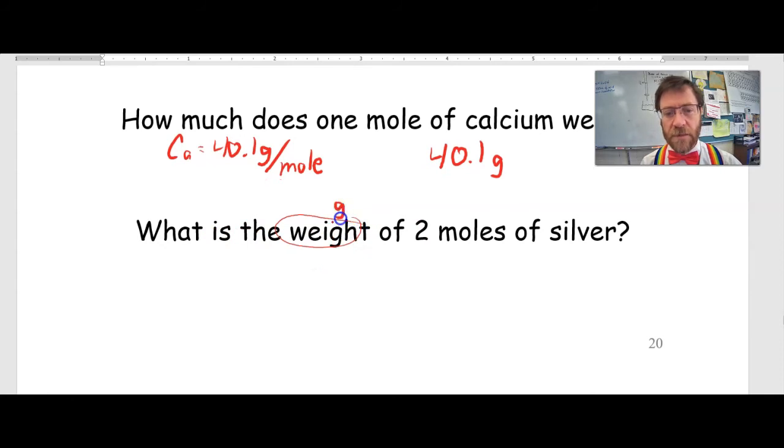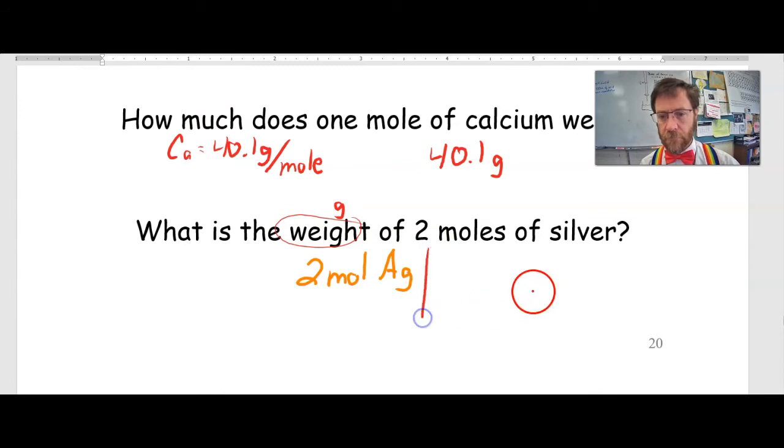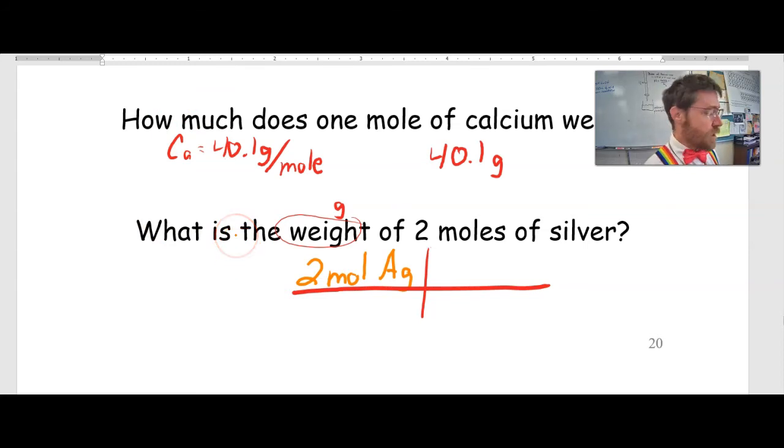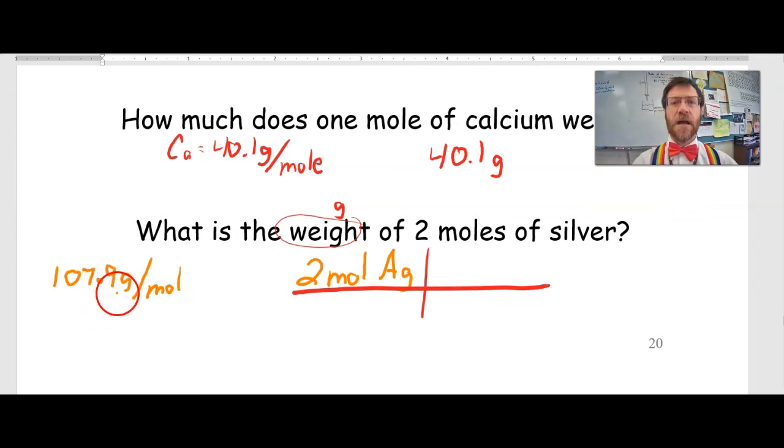How about, what is the weight, the weight is always going to be grams, of 2 moles of silver. All right. So for this one, I'm going to need to use my brain here for mathy stuff because we're going to start with 2 moles of silver, and I'm going to put that into my lines of paint right there, and I'm going to need my equality here. So I'm going to come up to here, and silver is 107.9 grams per mole. There, I automatically did my atomic mass units to grams per mole.